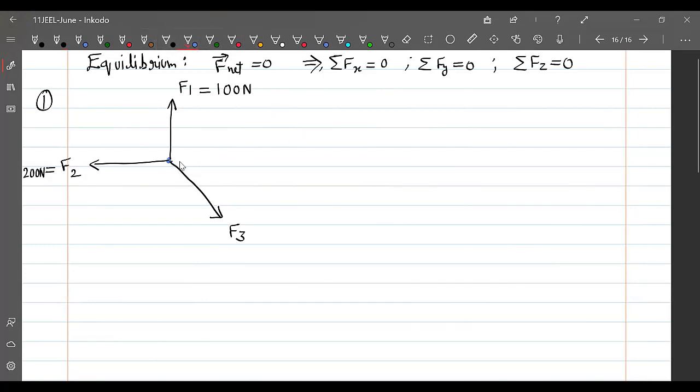So there is a simple vector concept that you can apply here. Let me say we have to find F3, so I can write this angle as theta. So taking two components of F3, from here F3 cos theta, and from here the component will be F3 sin theta. So F3 cos theta will be equal to 200 Newton, and F3 sin theta will be equal to 100 Newton, because forces are balanced in both directions.